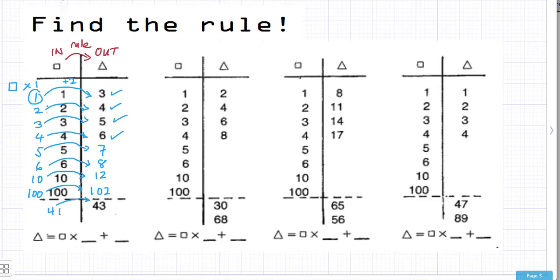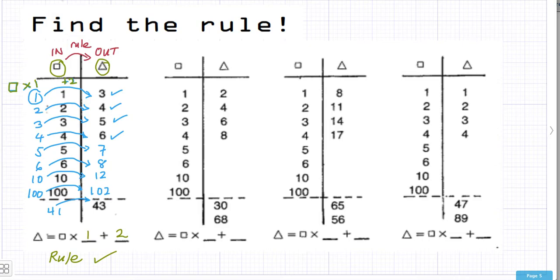So we've actually figured out the rule. The rule in this case was taking the square number, multiplying it by 1, and then adding on 2. So you can see the rule down here: square times 1, plus 2. This is what we call our rule. It's the rule that allows us to go from all the numbers in the squared column to the numbers in the triangle column predictably every time.